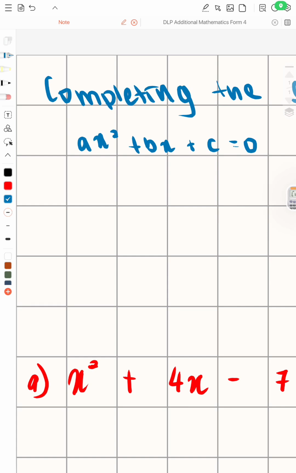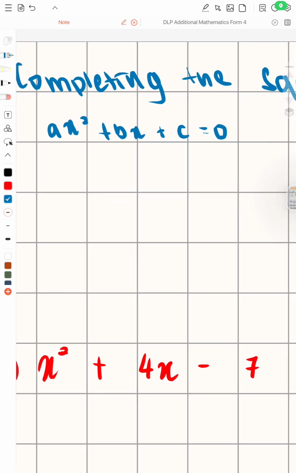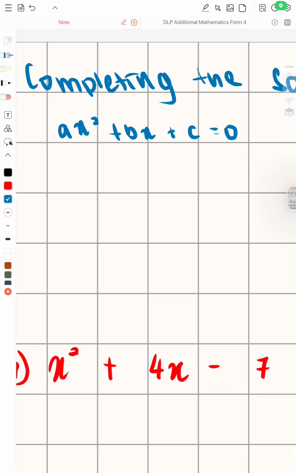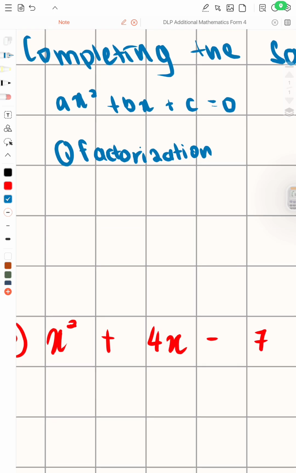So the first method is called factorization. The concept of the factorization method is for you to get two values of x. As you can see here, what you need to do in this method is separate the equation into two different brackets, so you'll have x plus blah blah blah and x plus blah blah blah. That is the concept of the factorization method.